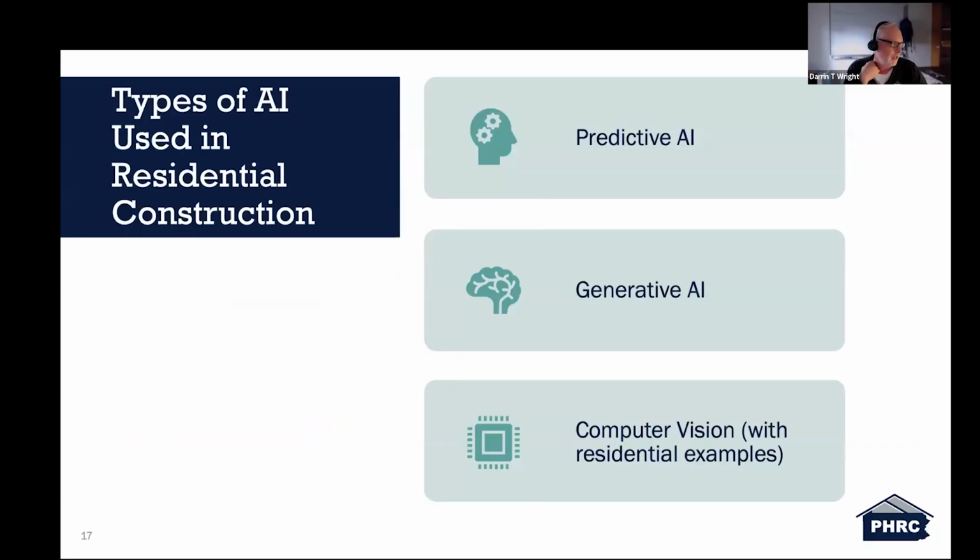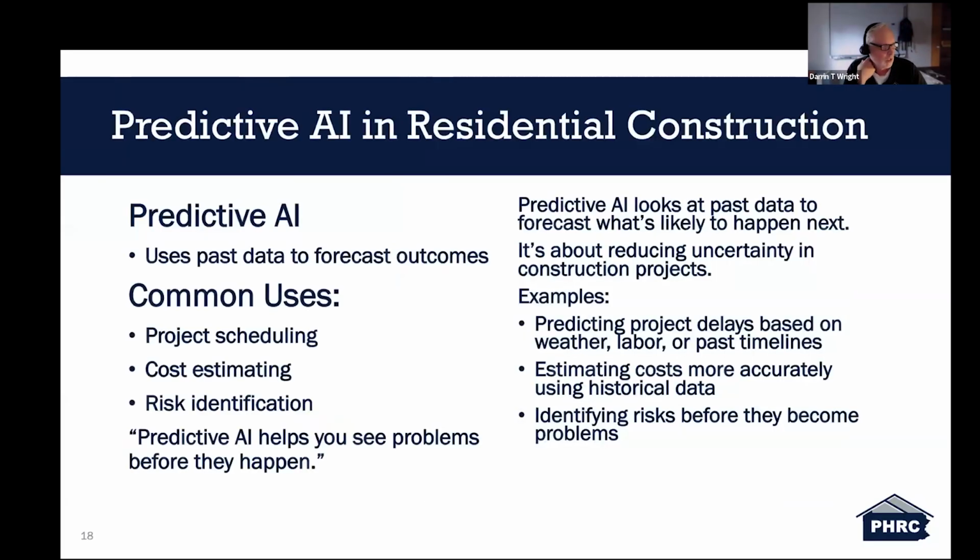And there are different types of AI used in residential construction. There are three primary types. There's predictive AI, generative AI, and computer vision. Predictive AI uses past data to forecast outcomes.